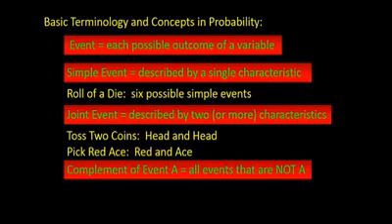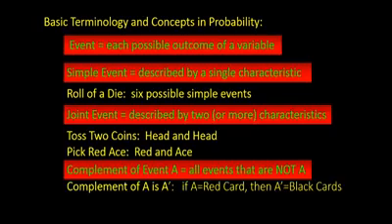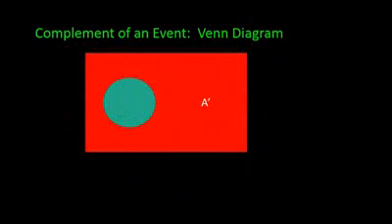And finally, we have something called the complement of an event. The complement of an event, say event A, includes all events that are not a part of A. The symbol for the complement of A is A prime, the letter A with a prime symbol that sort of looks like an apostrophe. So if event A is defined as a red card, then all cards that are not red would be A prime, or all black cards, assuming this is a standard deck of cards with red and black cards.